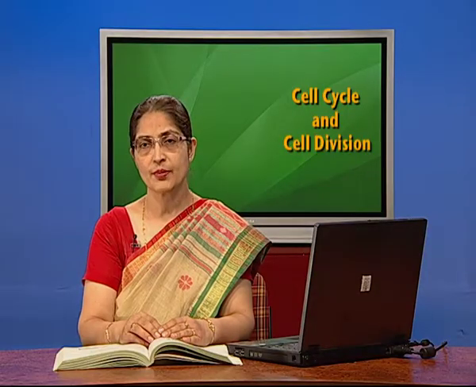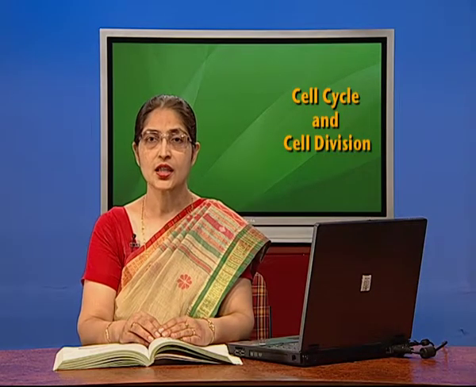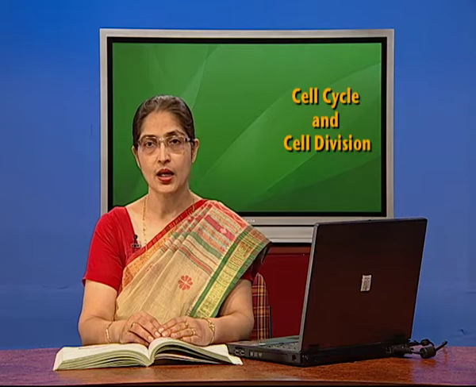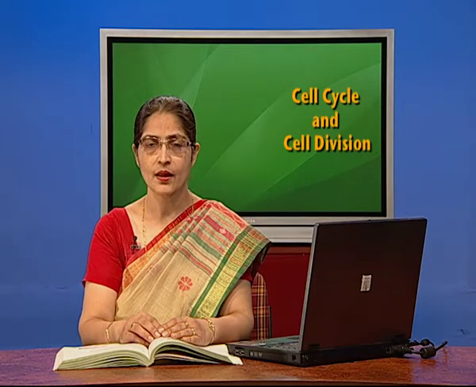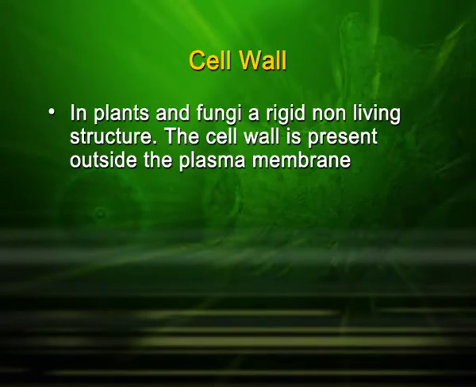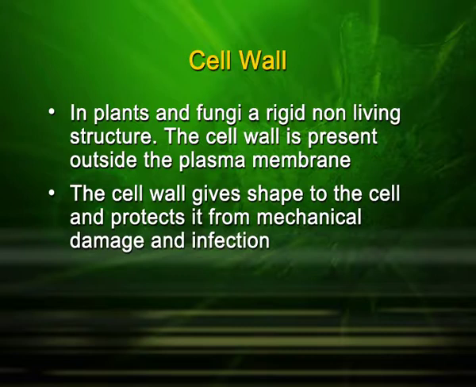Outer to the plasma membrane is present the cell wall in plant and fungal cells. The cell wall is a rigid, non-living structure. The cell wall is present outside the plasma membrane. It is the cell wall which gives the shape to the cell and protects it from mechanical damage and infections.